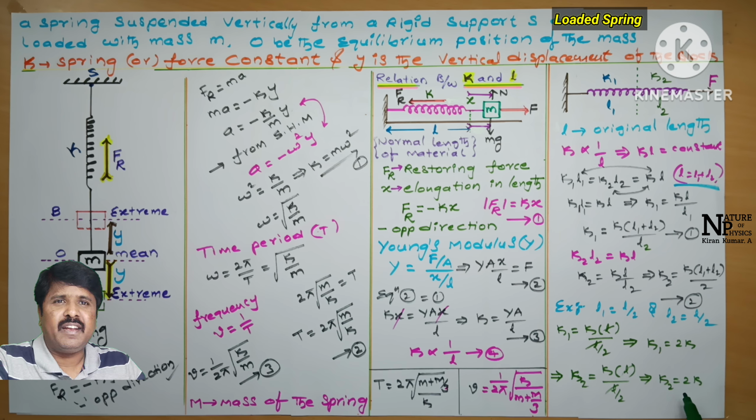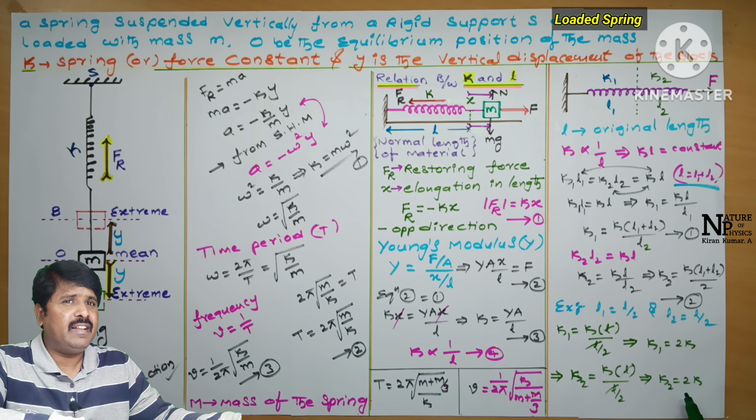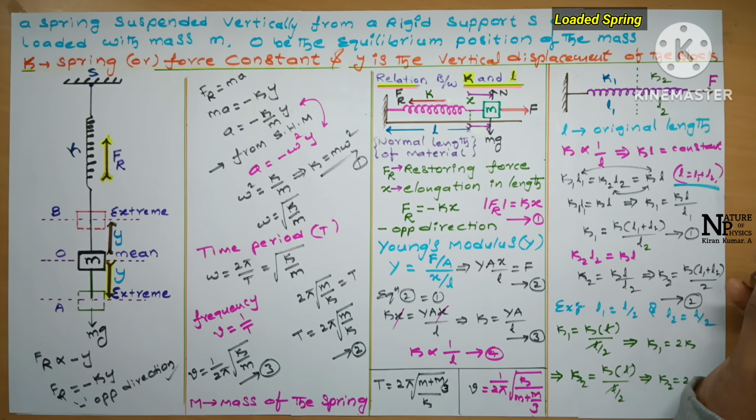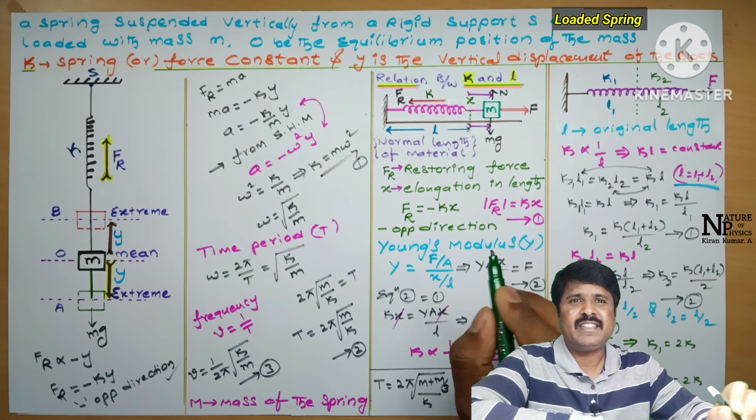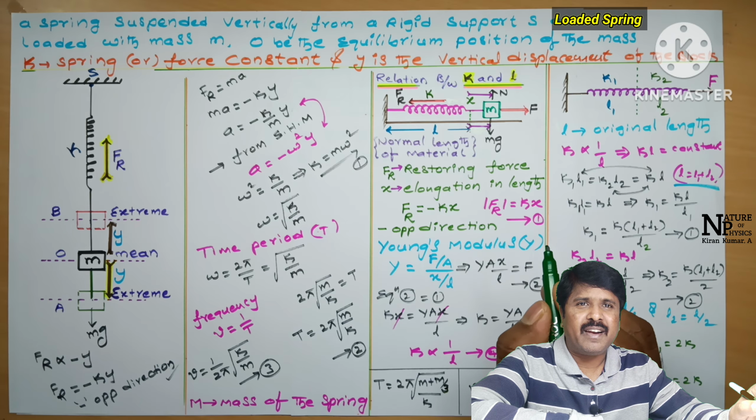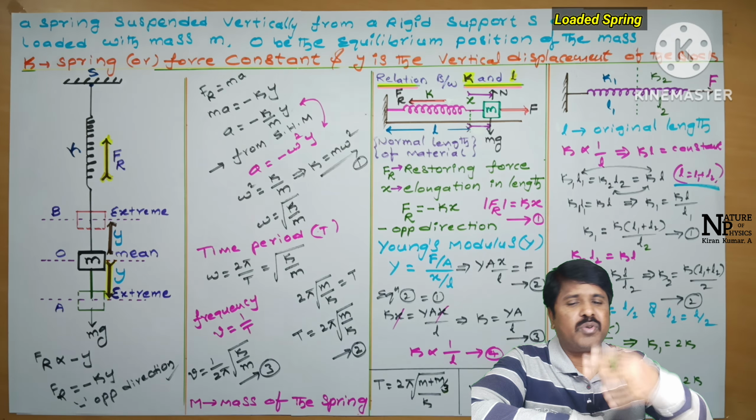When the spring is cut into two equal lengths, the spring constant of each individual spring is twice the force constant of the initial spring. Okay, and then next I am going to discuss the series combination and parallel combination of springs, student.